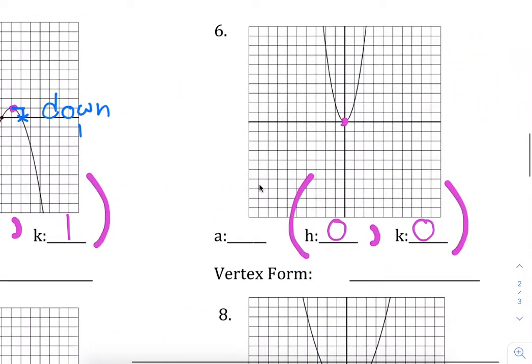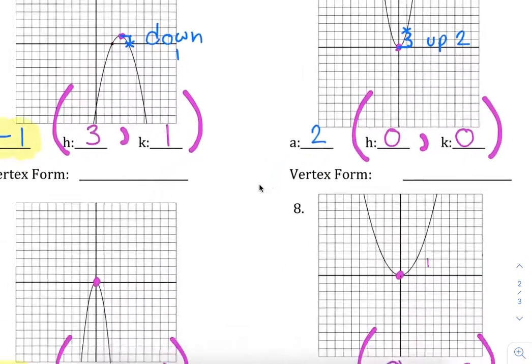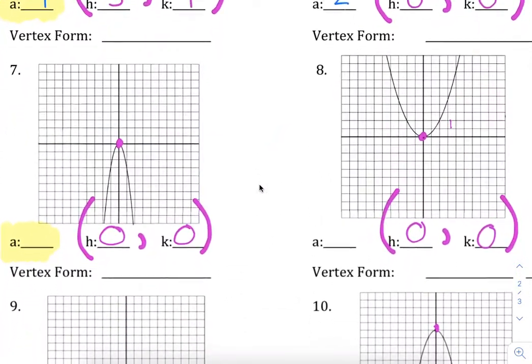Number 6 is regular. It's going up, so I know it's positive. But if I move out one box only on my graph, I have to go up 1, 2 before I hit my parabola. So my A is a positive 2 because I went up 2 boxes. Okay. All right, let's look at 7 and 8.